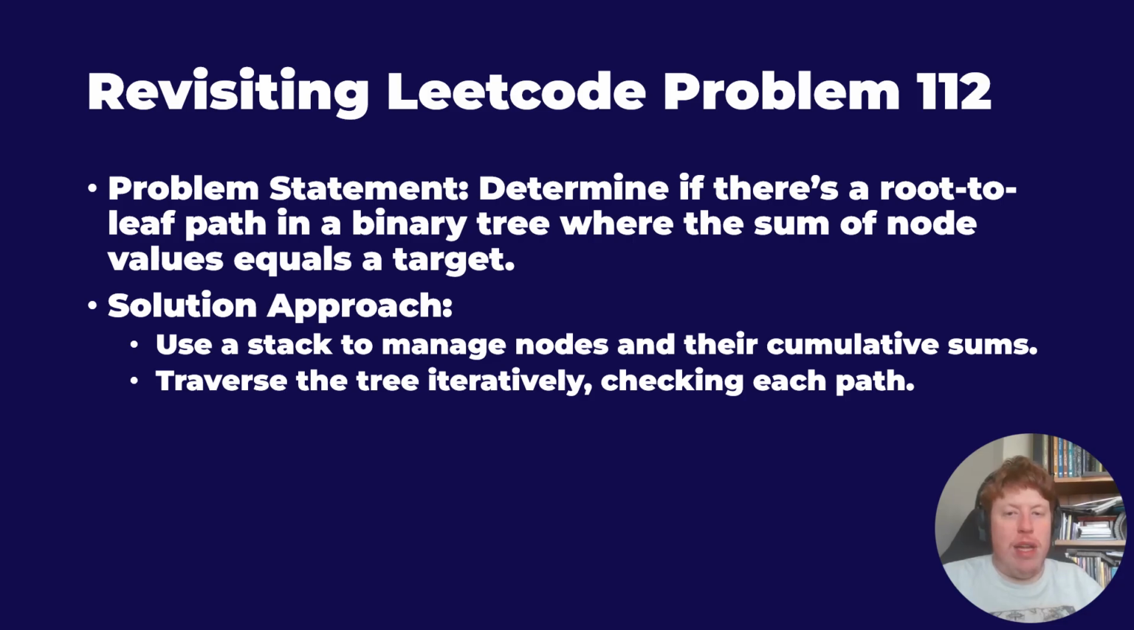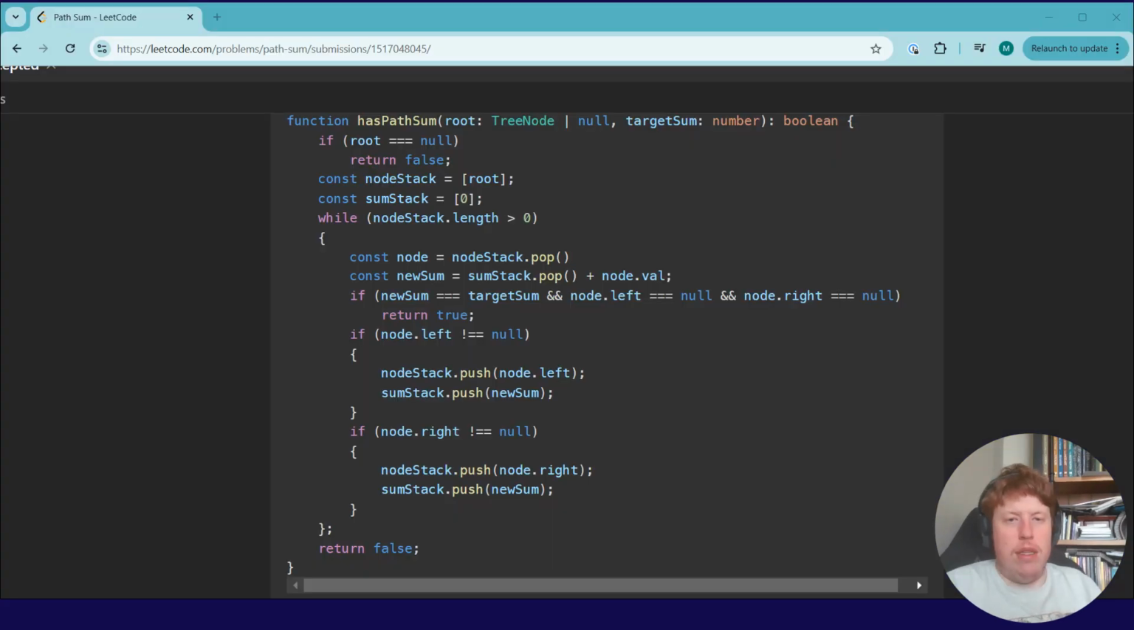Let's use stacks to solve a tree traversal problem. We'll revisit LeetCode problem number 112, path sum, but this time we'll use stacks explicitly. To recap the problem, we are to determine if there is a root to leaf path in a binary tree where the sum of node values equals a target. This time we'll use stacks to manage nodes and their cumulative sums. Here's the solution to the path sum problem using stacks.